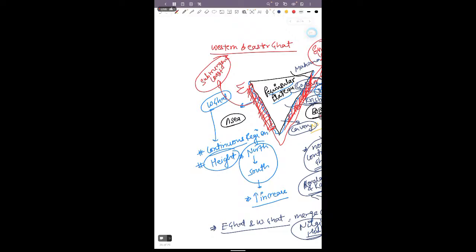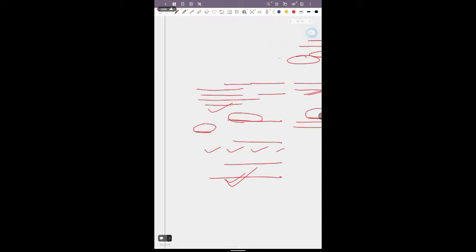So we have seen the difference between the Western Ghat and Eastern Ghat, how they are correlated with each other, and why the Western Ghat is known as submergent and the Eastern Ghat is an emergent coast.